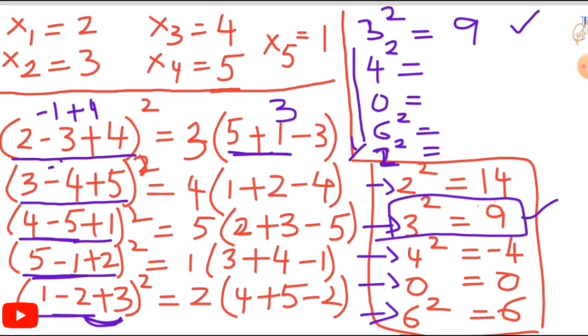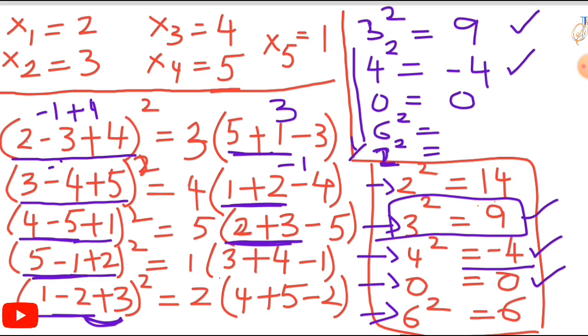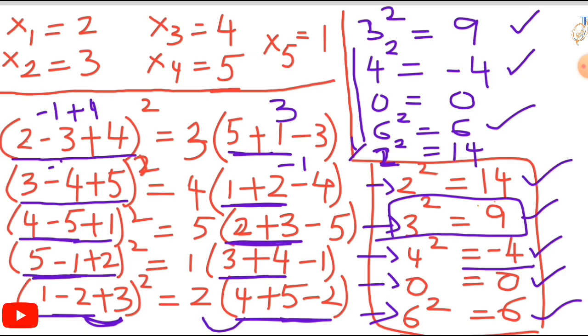And after observing the second one, 1 plus 2 is 3, 3 minus 4 is minus 1, so 4 times minus 1 is minus 4. It is also the same as your previous one. And then here 2 plus 3 is 5, 5 minus 5 is 0, so this value is 0. It is the same as your previous one. 3 plus 4 is 7, 7 minus 1 is 6, so 6 square equal to 6. It is the same as your previous one. Then 4 plus 5 is 9, 9 minus 2 is 7, 7 times 2 is 14. So it is also the same as your previous equation.